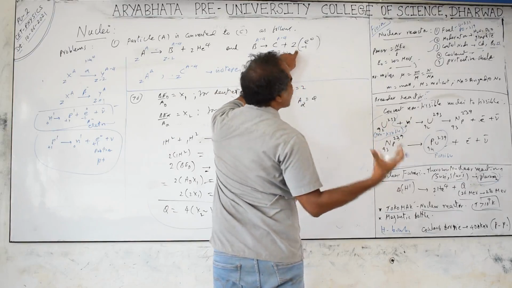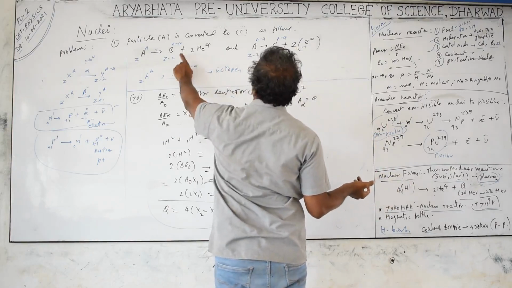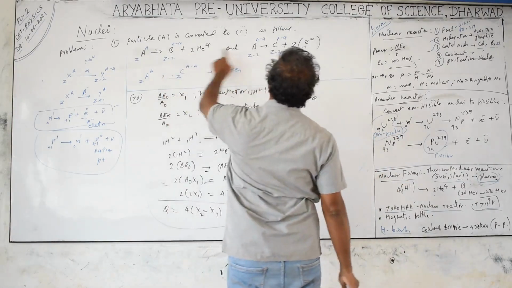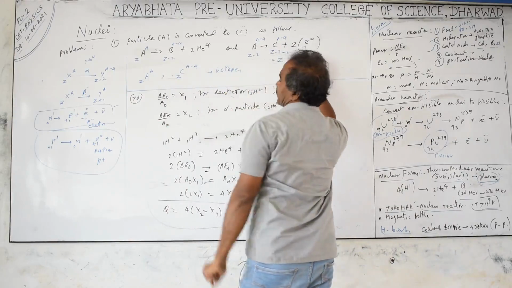Disintegration means nuclear properties are changing. So this B nucleus is converted into C nucleus by emitting 2 beta minus particles, meaning 2 electrons.